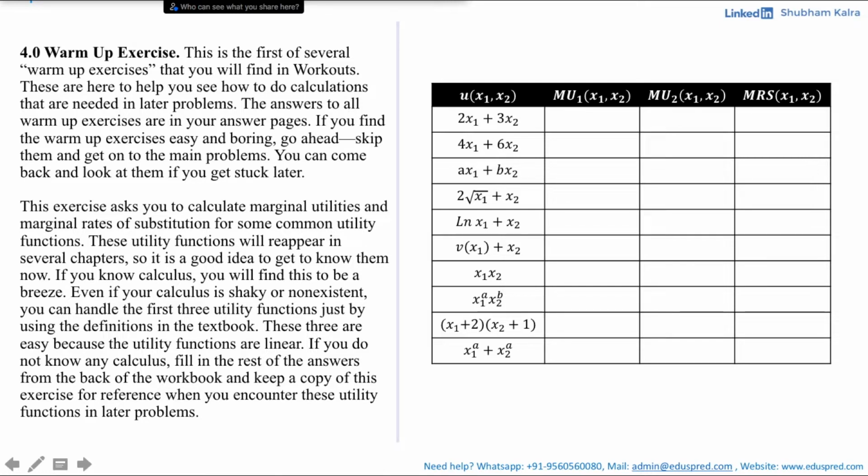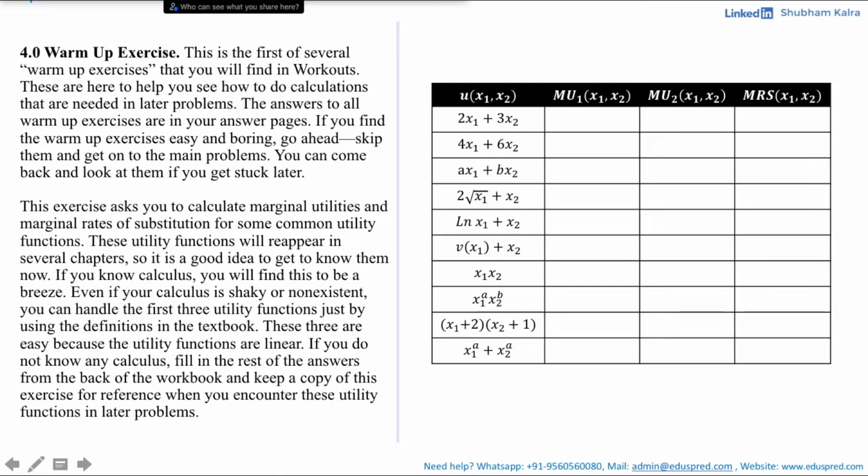So this exercise asks you to calculate the marginal utilities and the marginal rate of substitution for some common utility functions. These utility functions will reappear in several chapters, so it's a good idea to get to know them now. If you know calculus, you will find this to be a breeze.